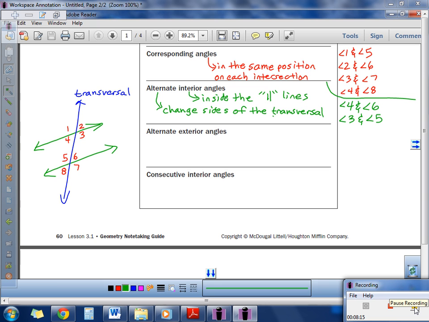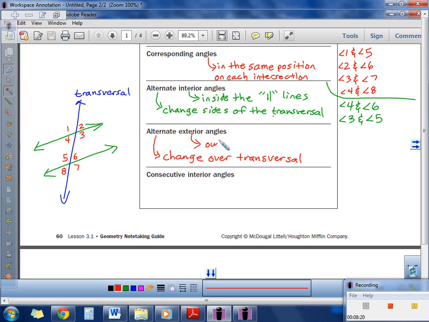Once again, if you understand the words, you can figure out alternate exterior. We already talked about alternate. That means what? Change sides of the transversal. So I'm just going to say change this time. Change over the transversal. Exterior. What's that mean? Outside the quote-unquote parallel lines.